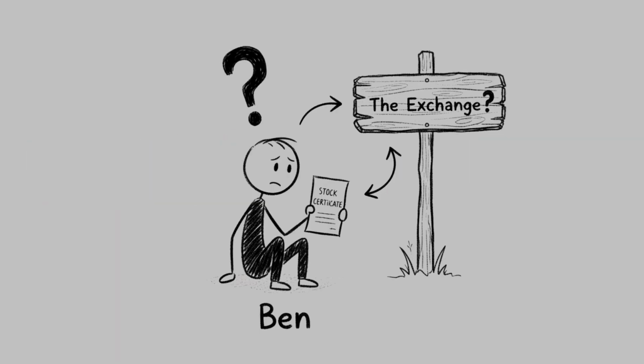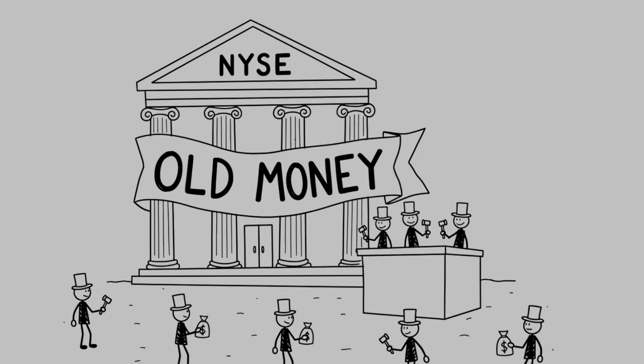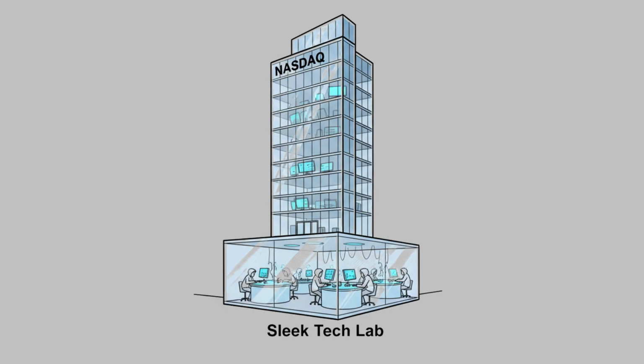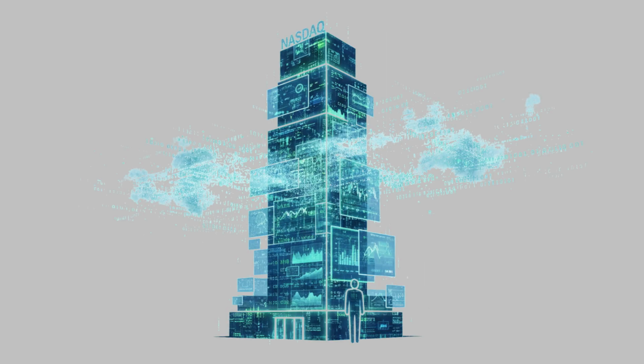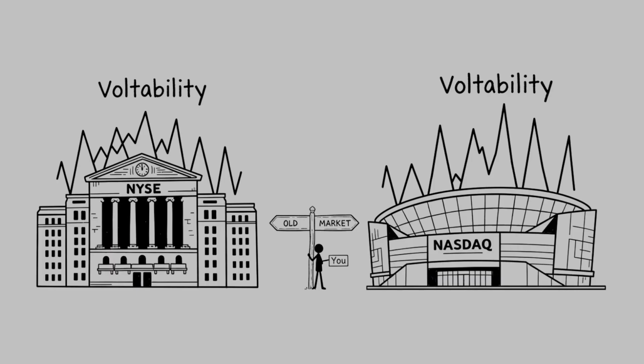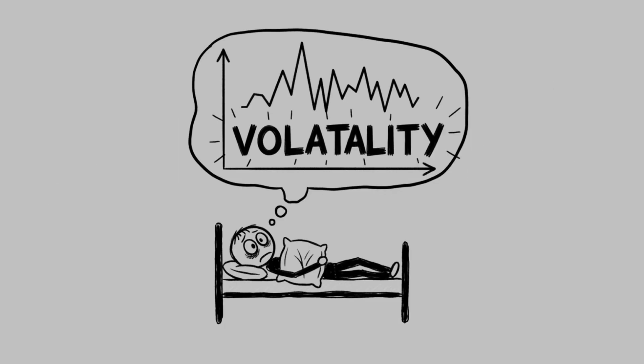Term 2, the exchange. Where does this exchange of ownership happen? The exchange. Think of the NYSE as the old money auction house. Prestigious, physical, and historic. Think of the NASDAQ as the sleek tech lab. It's 100% digital and home to tech giants. If the exchange is the stadium, the stock is the player. You need to know which stadium you're playing in because they have different levels of volatility, the term that determines how much sleep Ben loses at night.